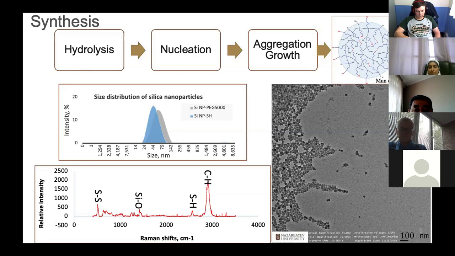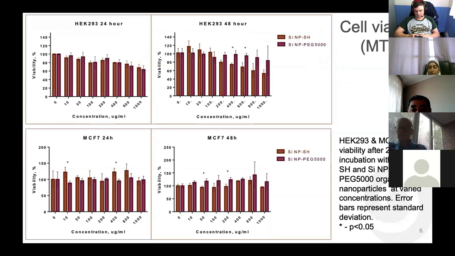The Raman spectra show the distinct peaks of thiol groups. And here you can see TEM images, which show us that those nanoparticles are monodispersed and the size is around 40-45 nanometers. The second step that we did is the evaluation of the cytotoxicity.